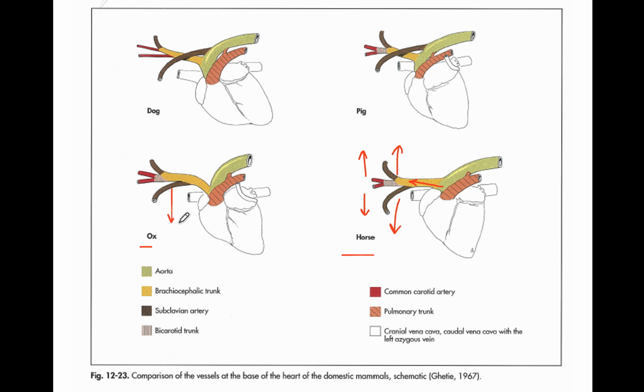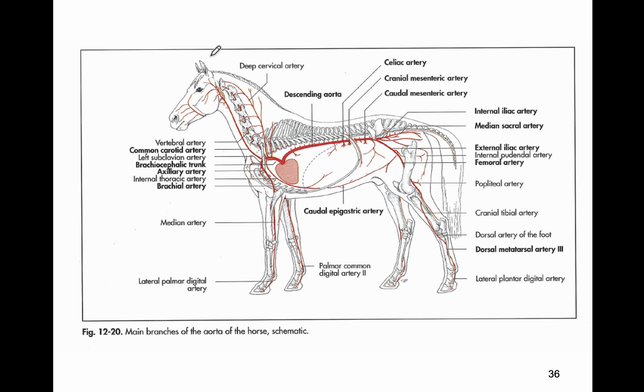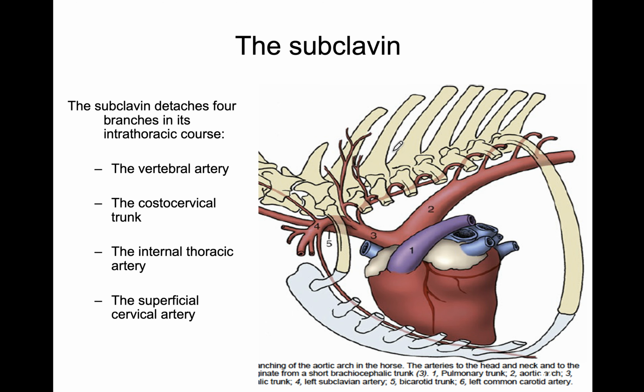Similar here: brachiocephalic, right and left subclavian, and right and left common carotid artery. And you see in the dogs and pigs, we can see that the left subclavian emerges separately from the brachiocephalic. Again, this is the same picture. You can see this is the blood supply for the head, common carotid, subclavian, thoracic, and abdominal aorta.